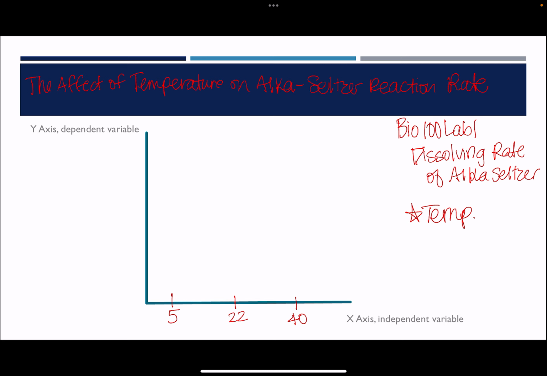Or if you're using the surface area, you would instead put here the treatment that you did. So did you use a whole tablet, a quartered tablet, or a crushed tablet? You always want to make sure you label this with units. So you can either label that here with your data, with your categories, or you can write it on the bottom and say something like temperature. And we always want to label our units in degrees Celsius.